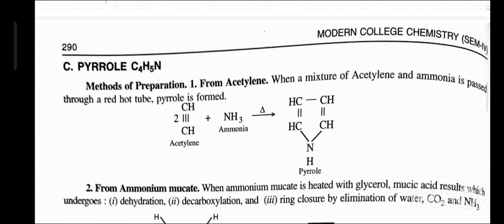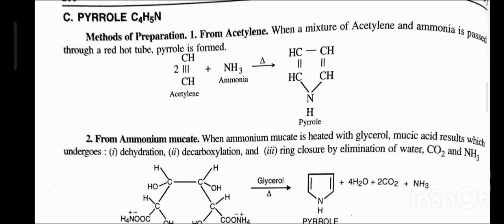Pyrrole, C4H5N. Methods of preparation. From acetylene. When a mixture of acetylene and ammonia is passed through a red hot tube, pyrrole is formed. Second, ammonium mucate. When ammonium mucate is heated with glycerol, it gives pyrrole through dehydration, decarboxylation, and ring closure by elimination of water, CO2 and ammonia.